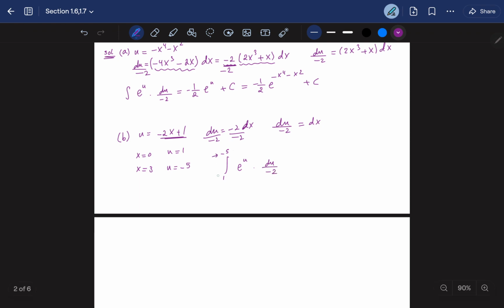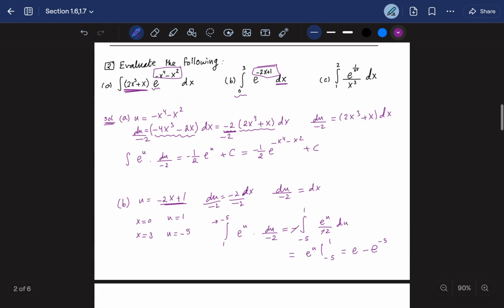But here, my upper bound is lower than my lower bound, so I can use the properties where I take the negative and I just flip the bounds. Negative with a negative cancels out, and the integral of e to the u is just e to the u, and I substitute the bounds. So that's e minus, so upper minus lower, e to the -5. So this is just substitution like we did in the previous video.